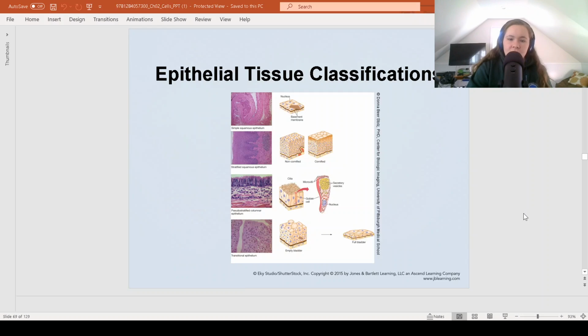Here we can see actual photos from microscopes when the cells are dyed. By the way, this is not how cells normally look. But we can see the basement, simple squamous epithelium, stratified squamous epithelium, pseudostratified columnar epithelium, and the transitional epithelium. You can all see here, they work, okay?